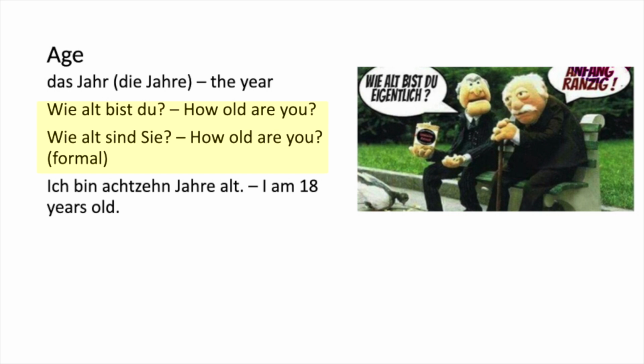So if I ask wie alt bist du, now you can tell me. Ich bin 18 Jahre alt. For example, I am 18 years old. Ich bin, remember, I be, basically bin is like the English word be, it's I am. 8 is 8, 10 is 10. Jahre is years, and alt is old.